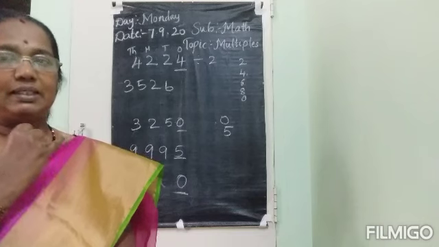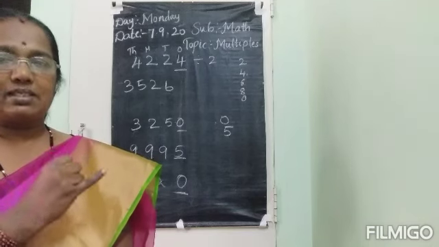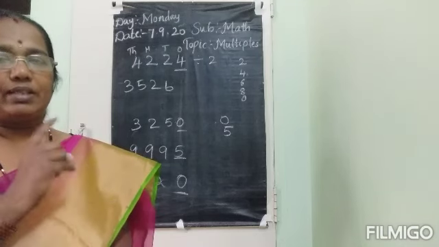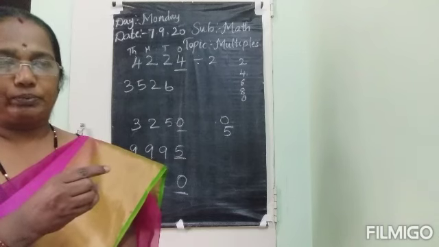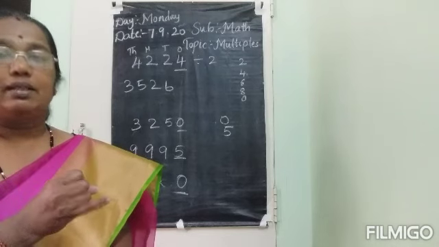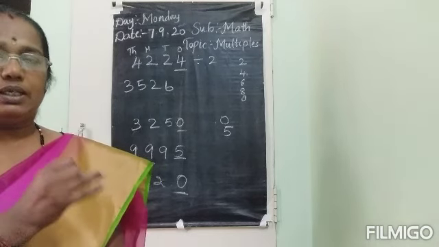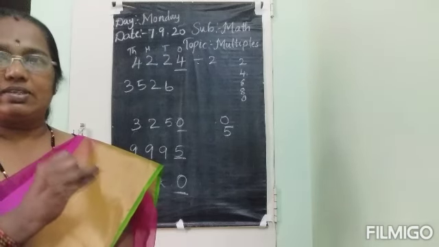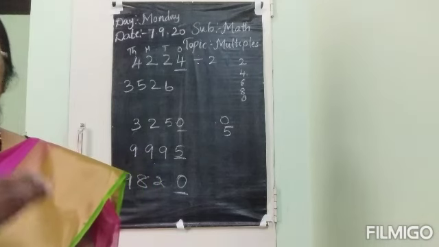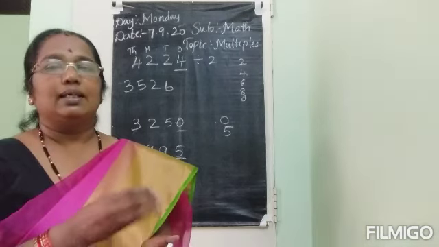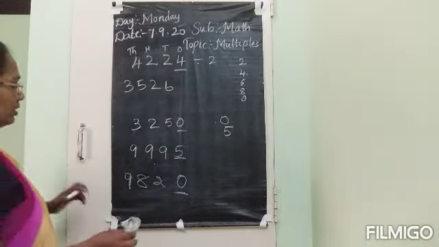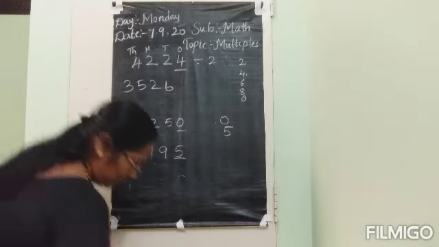The test of divisibility rule for 2 is, if it has 0, 2, 4, 6 or 8 in the ones place, then it is divisible by 2. For 5, if it has 5 or 0 in the ones place, then it is divisible by 5. And the divisibility rule for 10 is, if it has 0 in the ones place, then it is divisible by 10. Yes children, I hope you all have understood this.